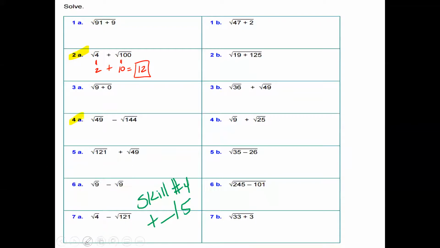Next, let's take a look at 4. With 4, square root of 49 gives you a 7. Square root of 144 gives you a 12. And if I subtract them, I get a negative 5.